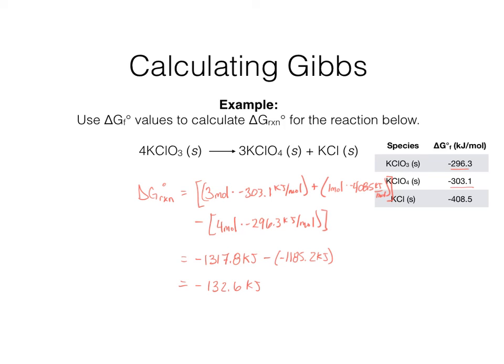So this method should seem familiar. You use the table and plug stuff in and scale stuff based upon the number of moles in the balanced reaction.